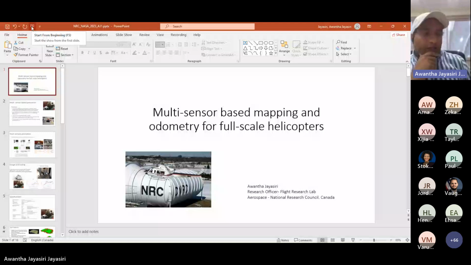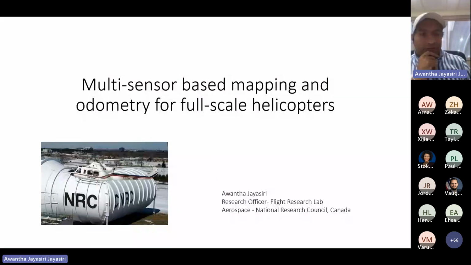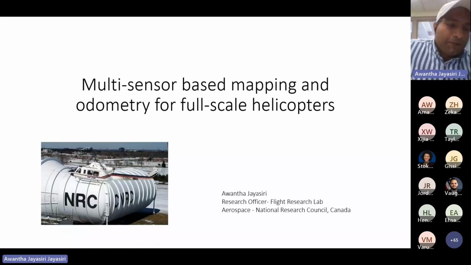So my name is Awantha Jayasiri and I'm an associate research officer in Flight Research Lab, and I've been here about 4 years now. I've been involved with developing the perception and navigation modules for a full-scale helicopter. The work I'm going to present is based on the project that I'm currently involved with the academia to develop a platform agnostic multi-sensor parallel system, which can be used as a part of the perception module for the full-scale helicopter. So I'm trying to give a high-level summary for the project which has been done for a couple of years.